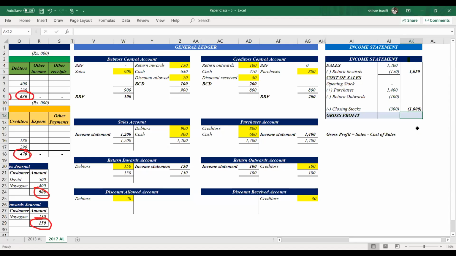Right? So closing stock is 300. Therefore, the cost of sales is 1,000. The gross profit of the business is 50,000.